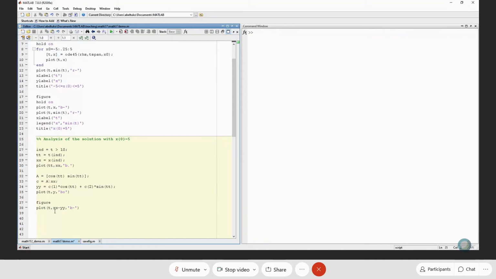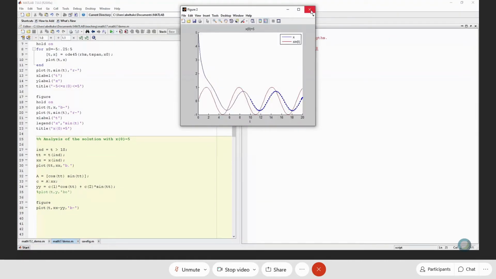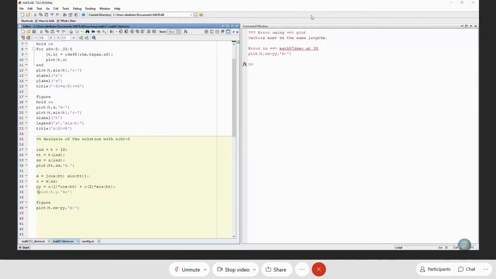I think I need to remove this. Okay, I'm running into some errors. Let me quickly figure it out. Okay, so this should be double t. That's the issue.